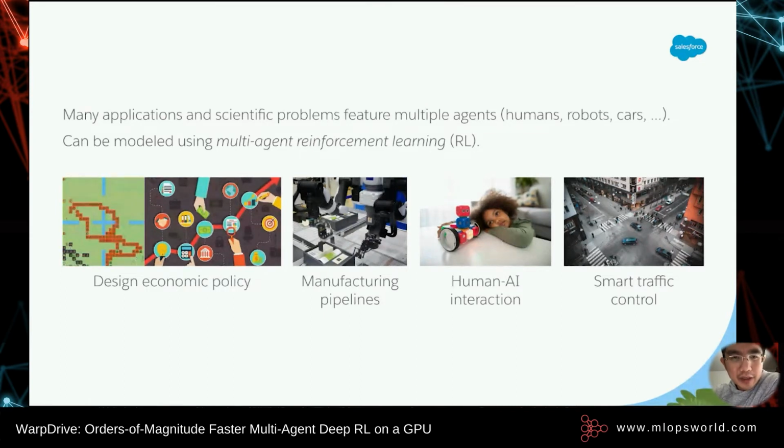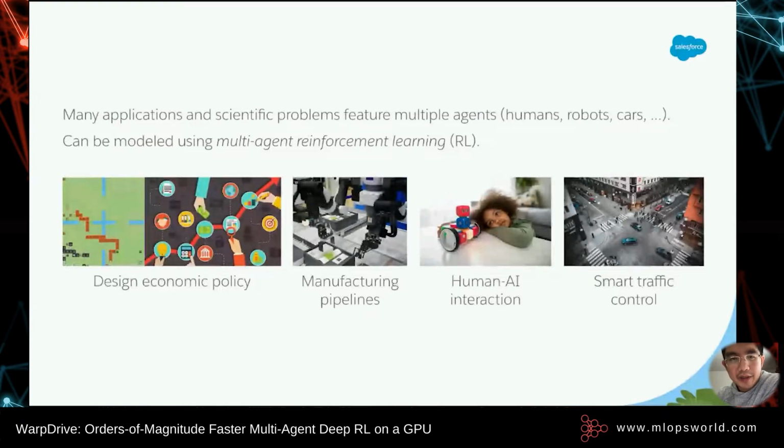So in our own team at Salesforce, we're working on designing economic policies using simulations of the economy. And in that economy, a lot of people are working and making money. And we'd like to understand how all that works. You can also think about manufacturing pipelines where multiple arms are trying to assemble a product, and every arm can be thought of as a reinforcement learning agent that's learning how to optimize its own behavior.